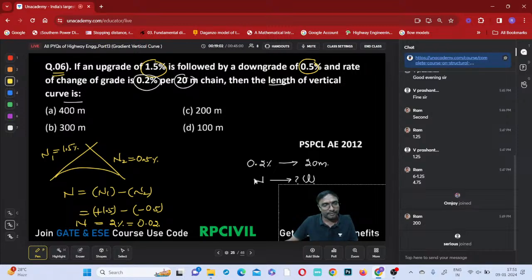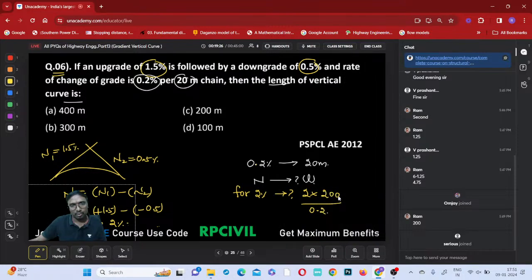0.2 percentage for which one? So this is 0.2 percentage only, and 2 percentage only we can keep it, okay? How much is it given? For 0.2 percentage it is 20, and for this n value, for 2 percentage, how much will it be? You can say that 2 into 200 divided by this 0.2 now. What is that? 2 into 200 by 0.2, how much does it come to be?